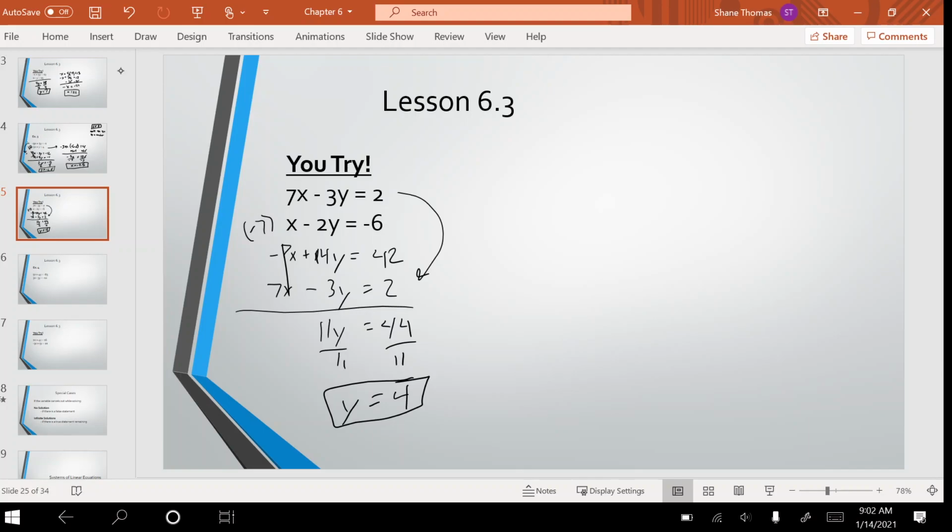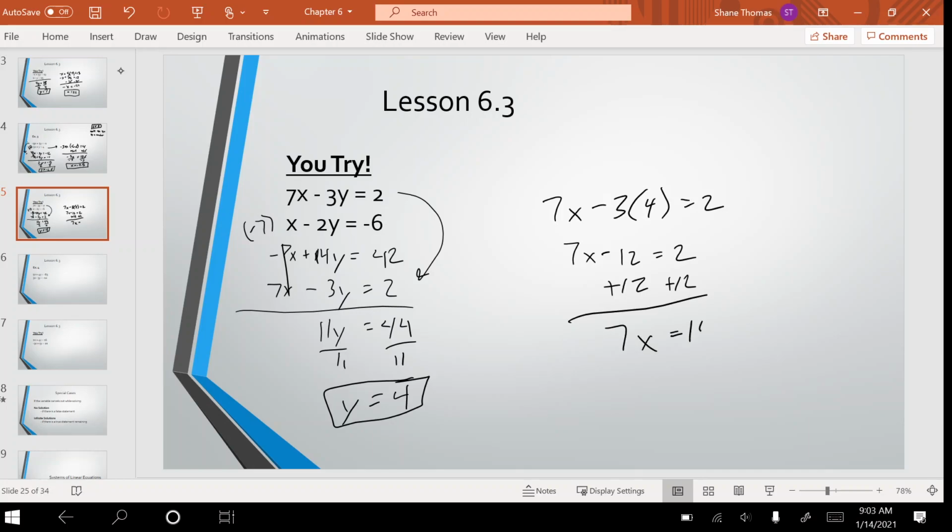Which one do you like, top or bottom? Top one? All right, that works. So 7x minus 3 times 4 equals 2. What's 3 times 4? 12. Okay, then I add the 12 across. 7x equals 14. Divide both sides by 7, so x equals 2.